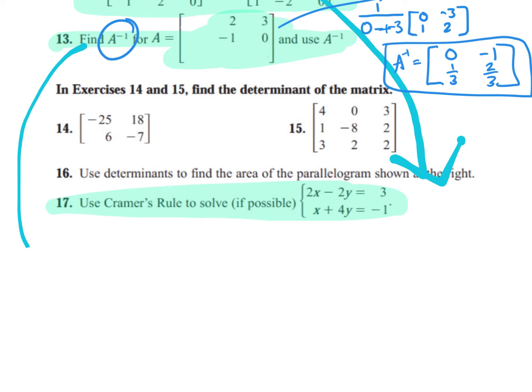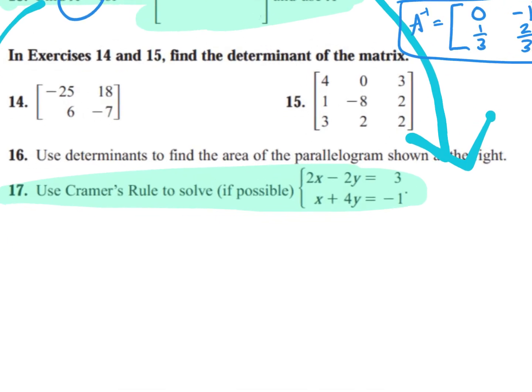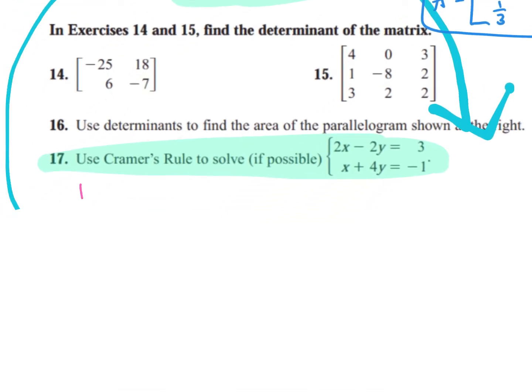For 17, we have to use Cramer's rule to solve. Remember, your final's multiple choice, so you can solve it whatever way you want to. But Cramer's rule is finding the determinant of the x, the determinant of the y, and the determinant of x's and y's, the whole thing. So it took a lot of room to do on that matrix test. But with a 2 by 2, it's a little bit easier.